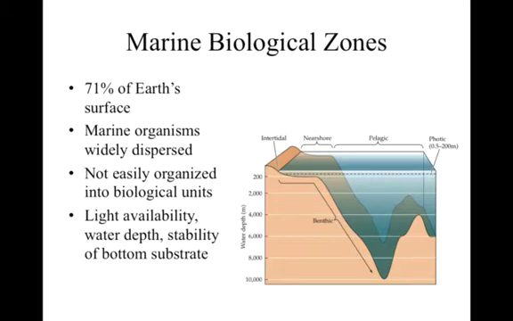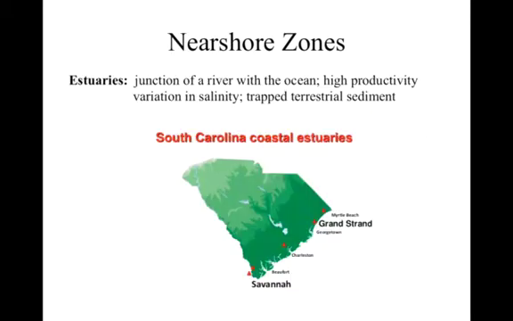We also have marine biological zones. Marine biological zones cover about 71% of the Earth's surface. However, marine organisms tend to be widely dispersed. There aren't as many barriers to dispersal in marine systems as there are in terrestrial systems. As a result, it's not as easy to organize marine biological zones into biological units, into biomes. However, very broadly, what you find growing where in the ocean depends on light availability, water depth, and stability of the bottom substrate.